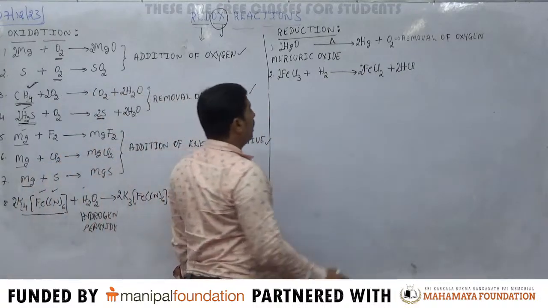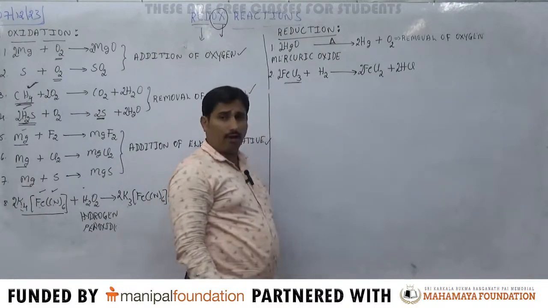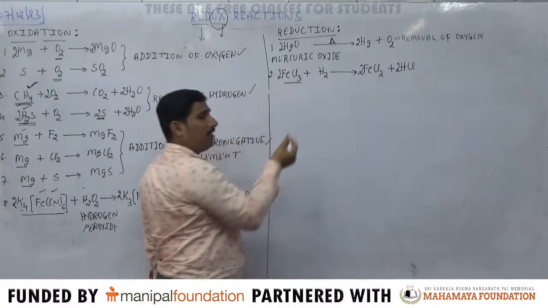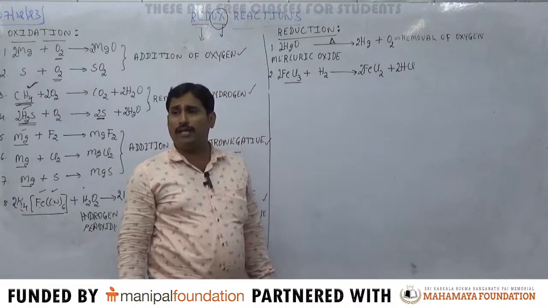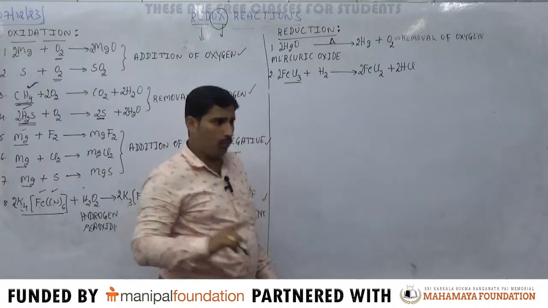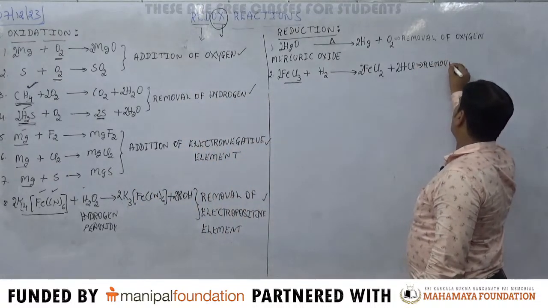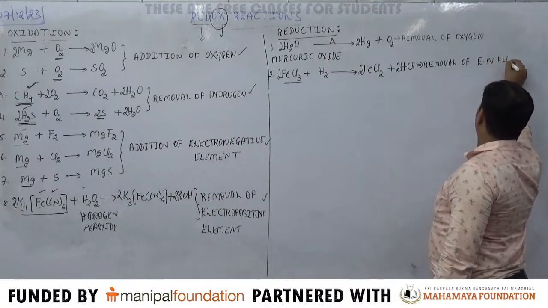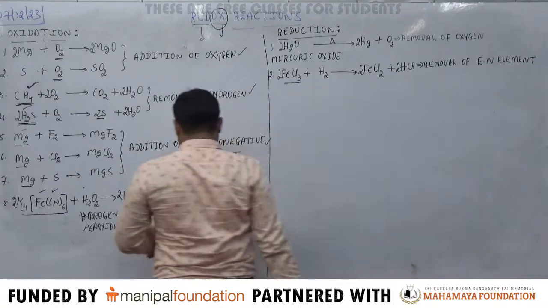Now if you look at this reaction, initially there was FeCl3. From this substance, 1 chlorine is removed because FeCl3 became FeCl2. That means 1 chlorine is removed. Chlorine is an electronegative element or electropositive element? Electronegative element. So in this case, there is a removal of electronegative element.